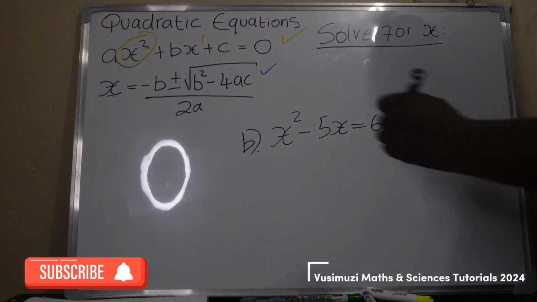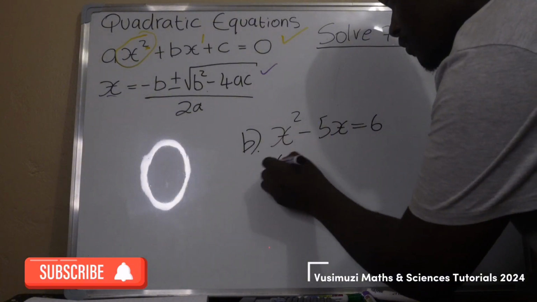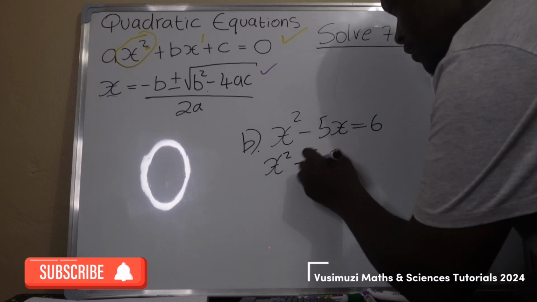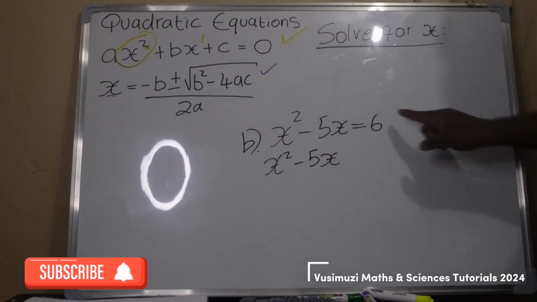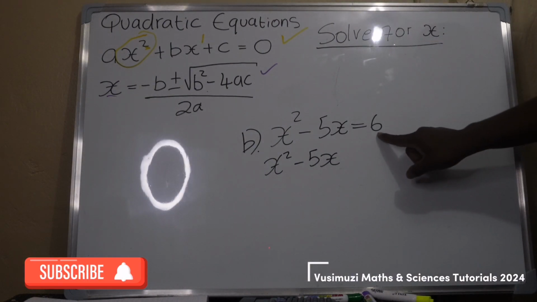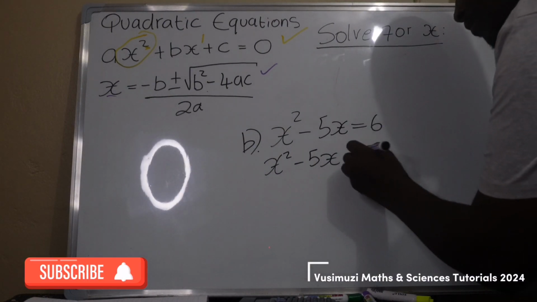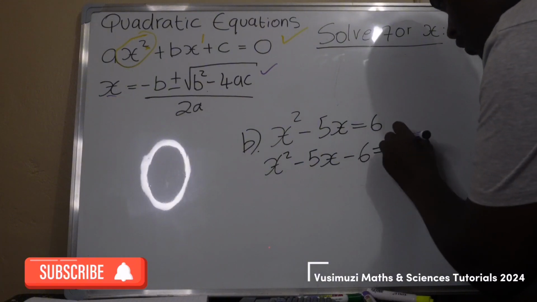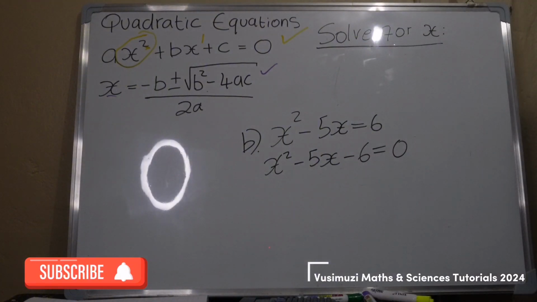So we're going to have x squared minus 5x, and here I'm just transposing this 6 to the left. It takes the negative sign: a positive 6 becomes minus 6, equal to 0. Then you can see, good, this is a quadratic equation.